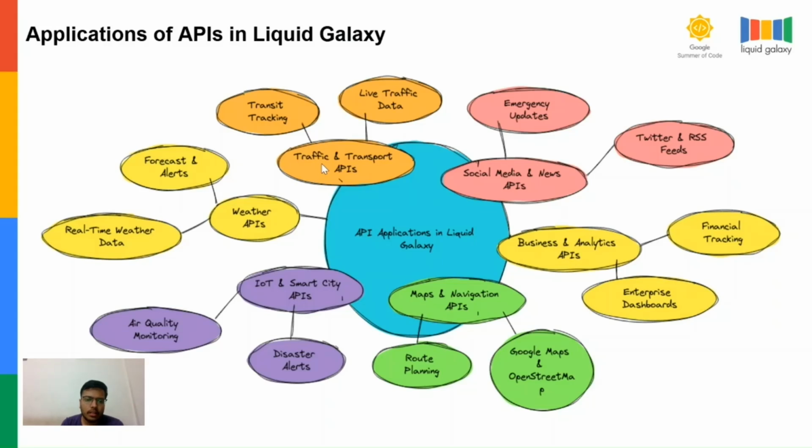The next thing is traffic and transport APIs. We can do transit tracking and live traffic data. Then business analytics APIs for enterprise dashboards and financial tracking and so on. Finally, weather APIs for forecasts and real-time weather data.